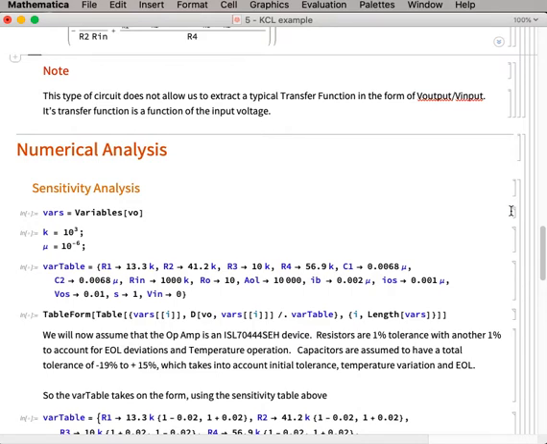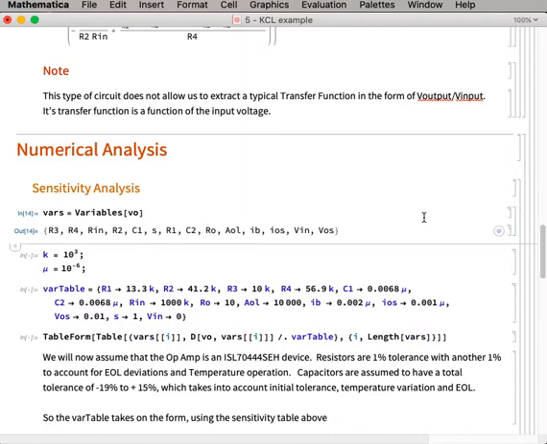So now let's do the sensitivity analysis. The first step, of course, is we need to find a list of all the variables that are in the circuit equations.